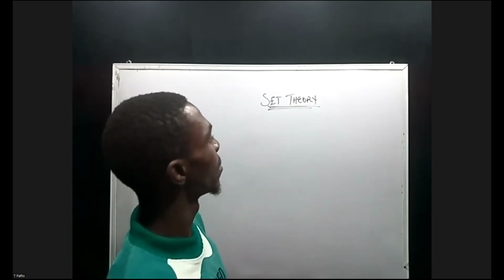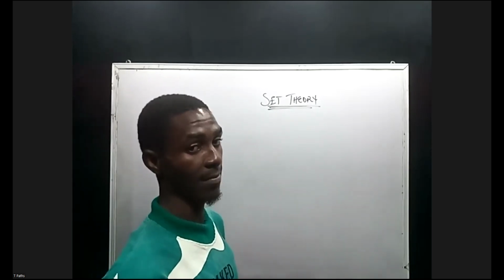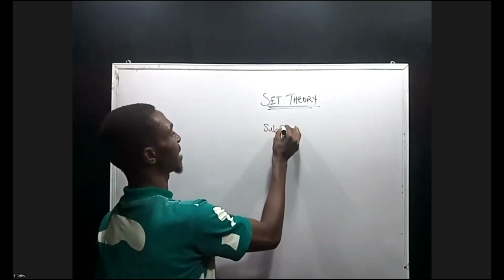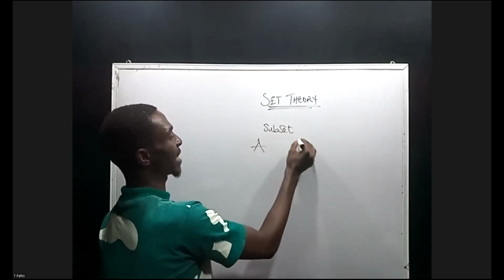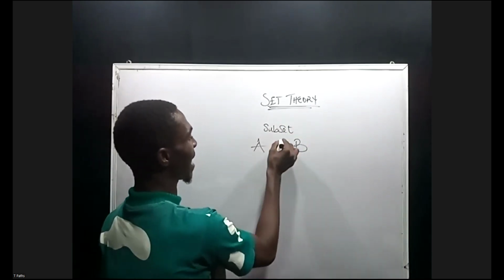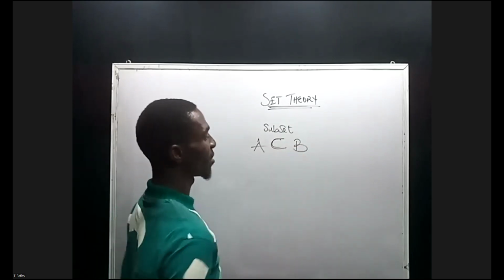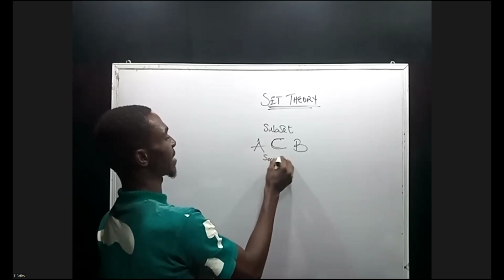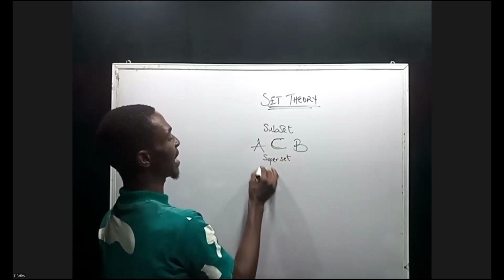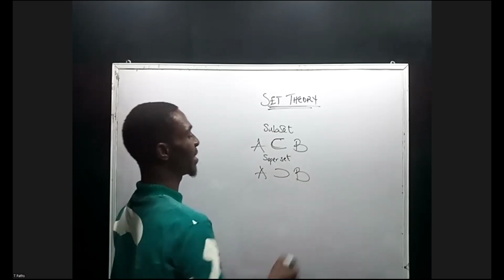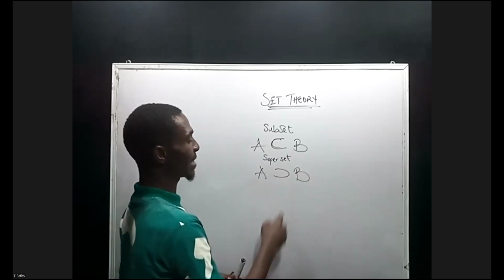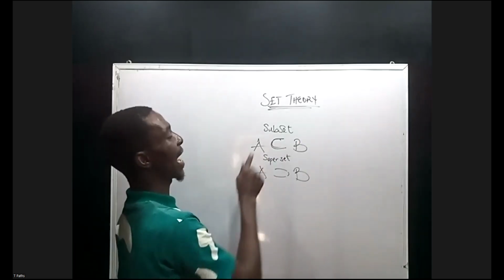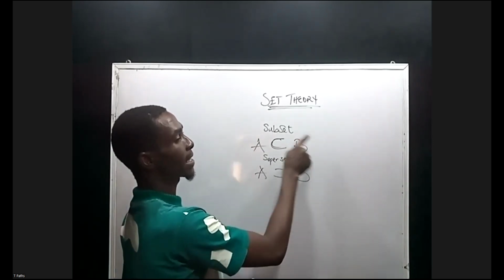Now, in set theory, we have different types of sets. We have subsets. When you say something is a subset, that means if A is a subset of B, then A is contained in B. Now, when they say something is a superset, it means every element of B is contained in A, and every element of A is contained in B.